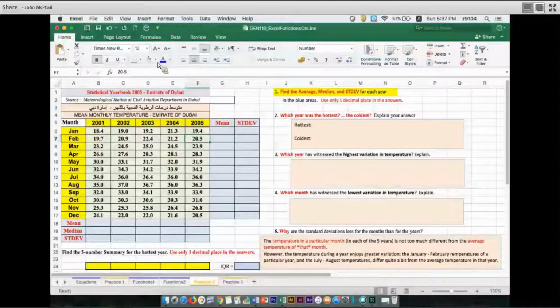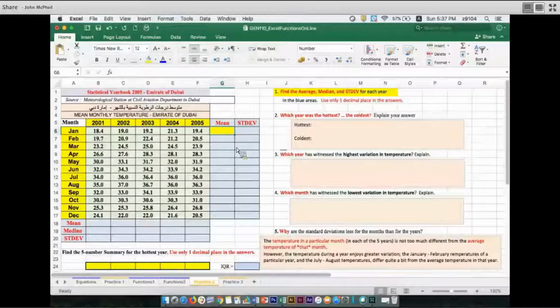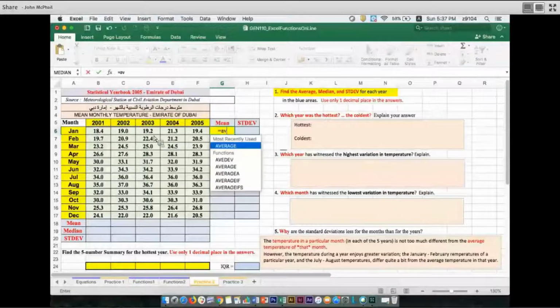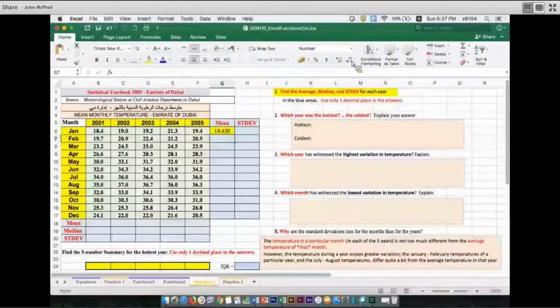The average or the mean in the month of January for these 5 years. Use the average function, select the 5 years, press enter, chop the decimal places. We have been asked for 1. Copy the formula down the column, and we have the average monthly temperatures.